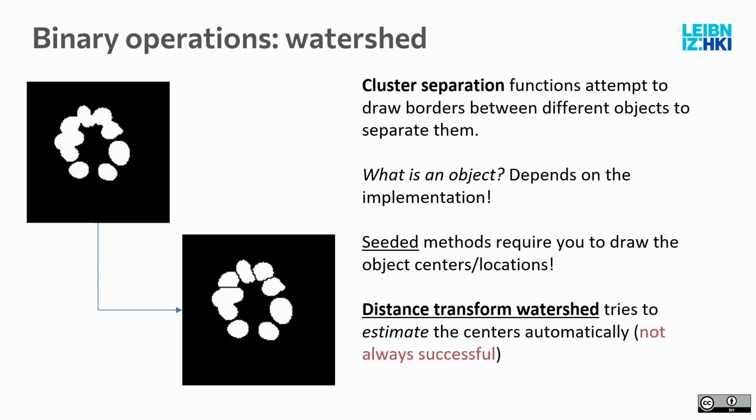So then cluster separation. Cluster separation is an unthankful task for biological data, and it's not so easy to solve, unfortunately. So if you ever have clusters, then pray that the simple one works. And the simple one is the so-called distance transform watershed.